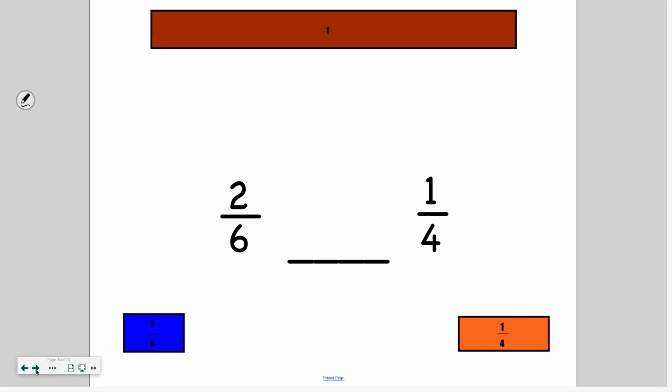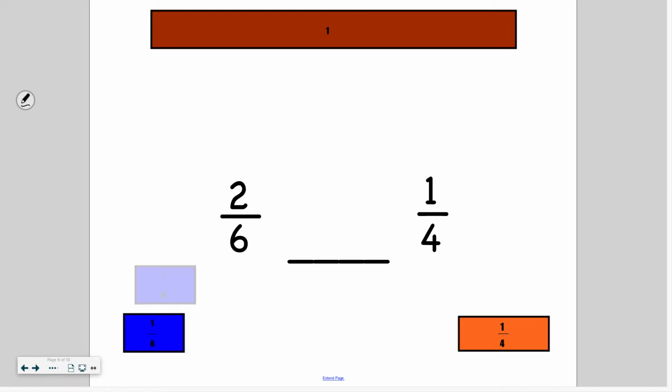So I'm going to use that to help me compare these fractions. 2/6 and 1/4. So I want to use the greater than, less than, or equal to compare these fractions. I'll review that again when I get to my answer. First, I want to use my fraction strips to help compare these.